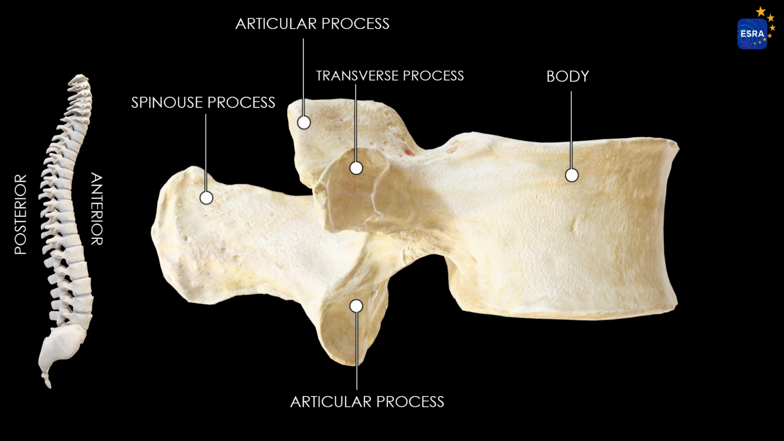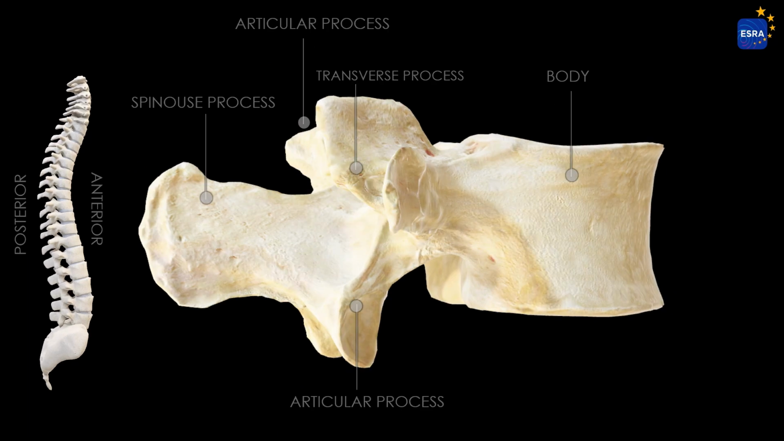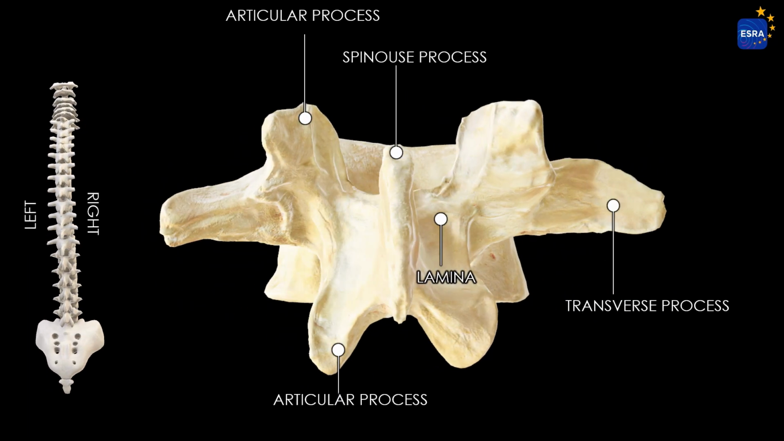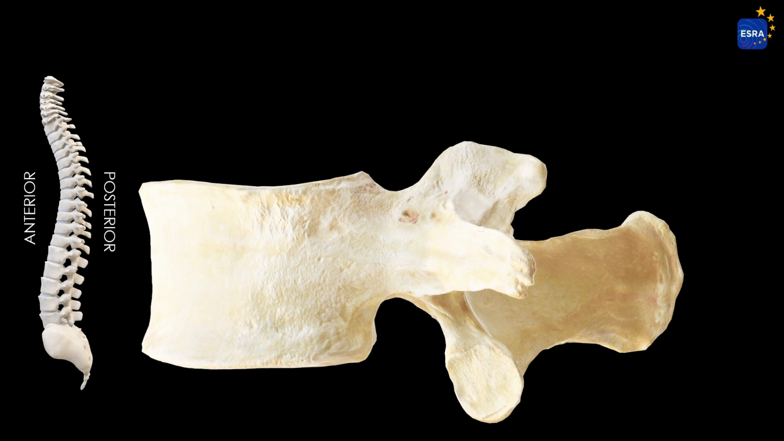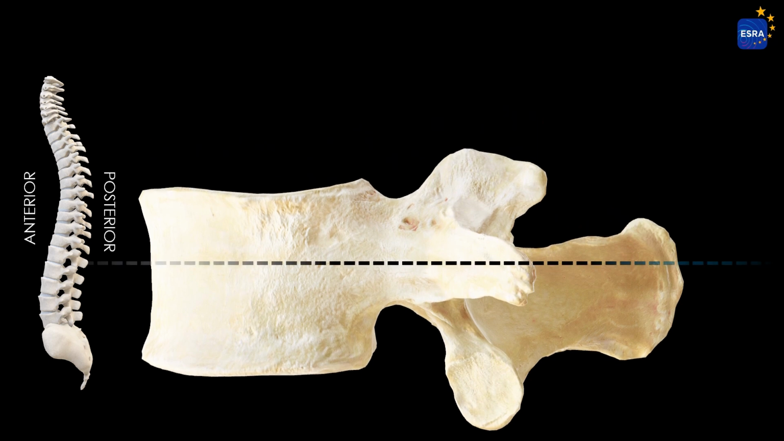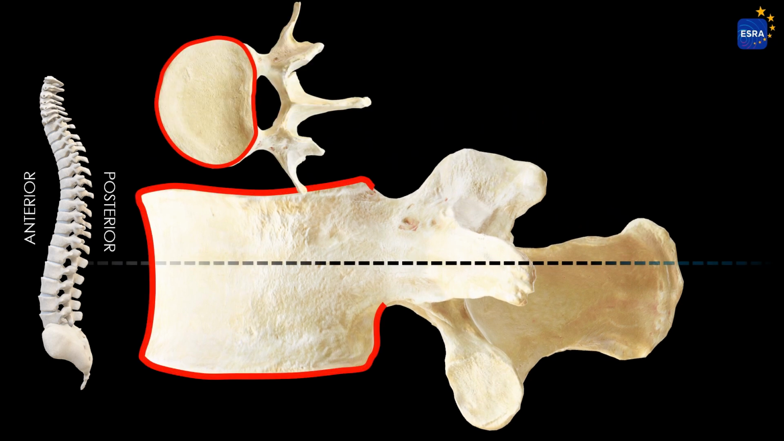In this three-dimensional image, we can observe the different components of a lumbar vertebra. Spinous process, transverse processes, laminas, body, and articular processes. The lumbar vertebral bodies are large and robust. Designed to support most of the body's weight, they have an oval or reniform, kidney-shaped appearance in the superior view.